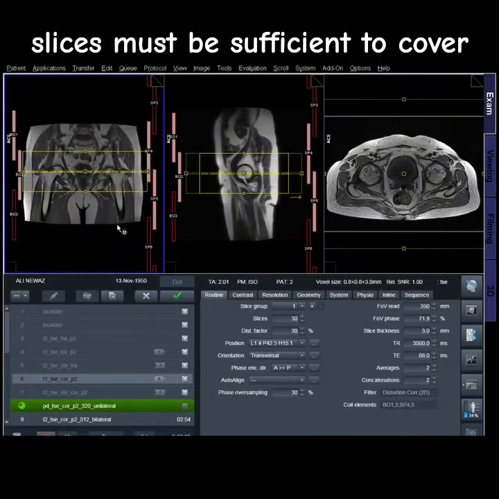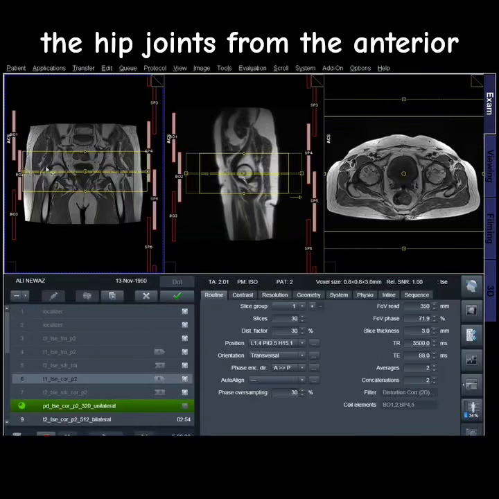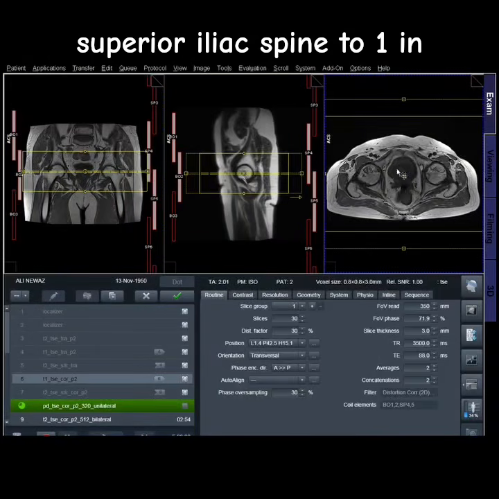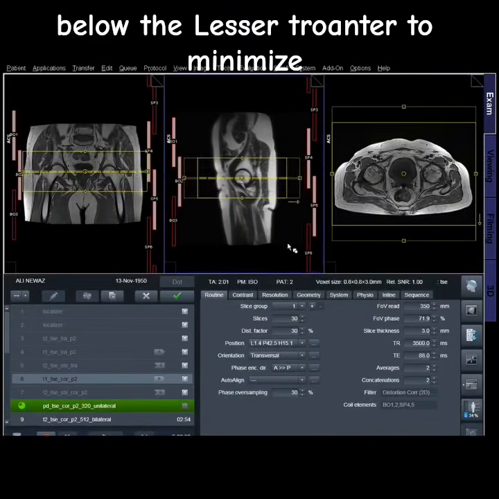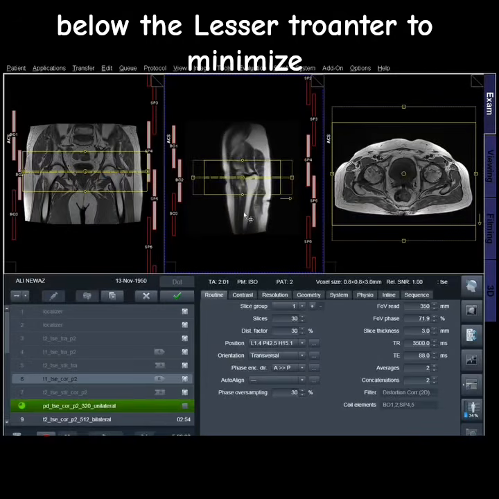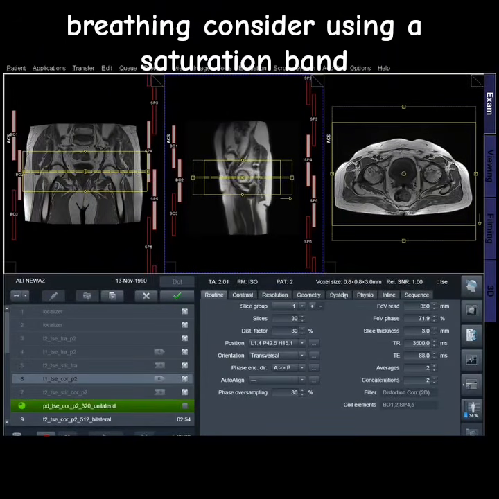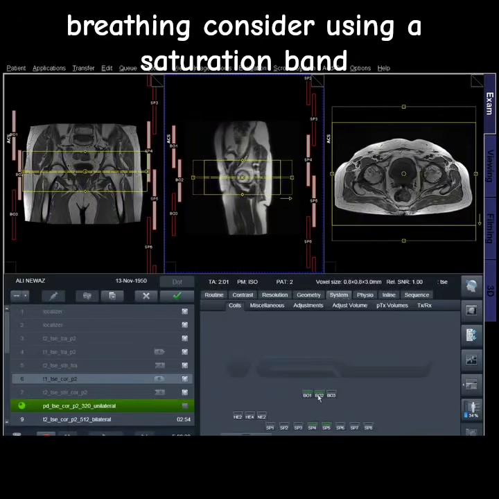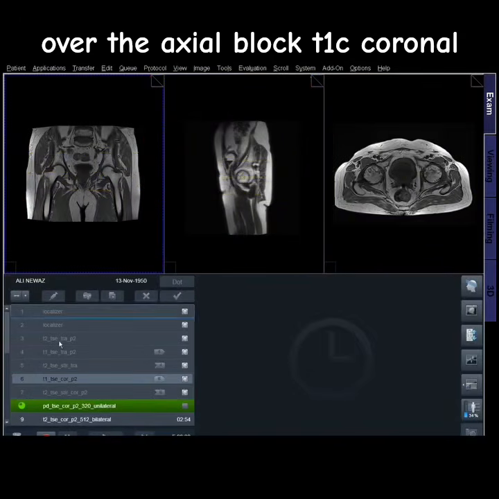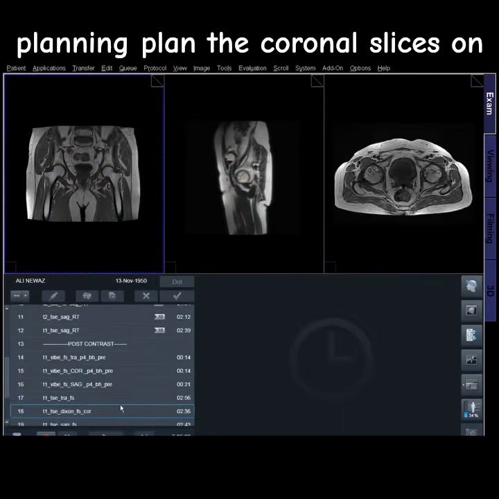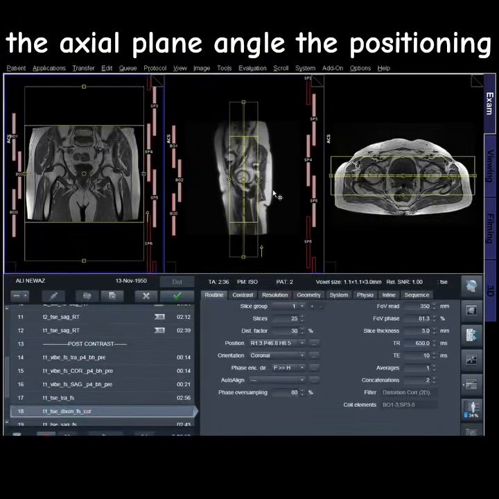The slices must be sufficient to cover the hip joints from the anterior superior iliac spine to 1 inch below the lesser trochanter. To minimize ghosting artifacts caused by peristalsis and breathing, consider using a saturation band over the axial block. T1C Coronal Planning. Plan the coronal slices on the axial plane.